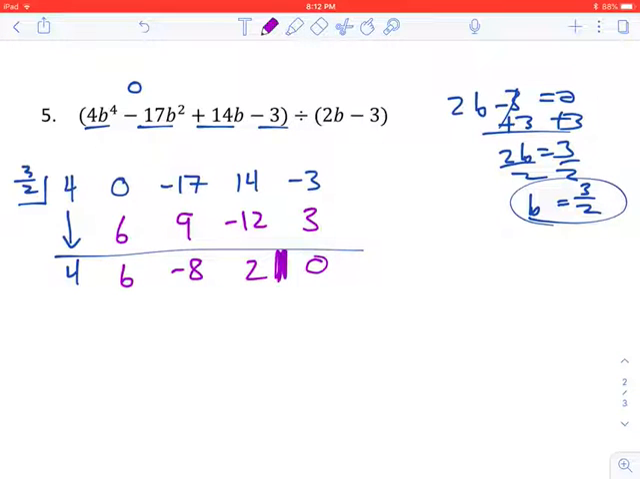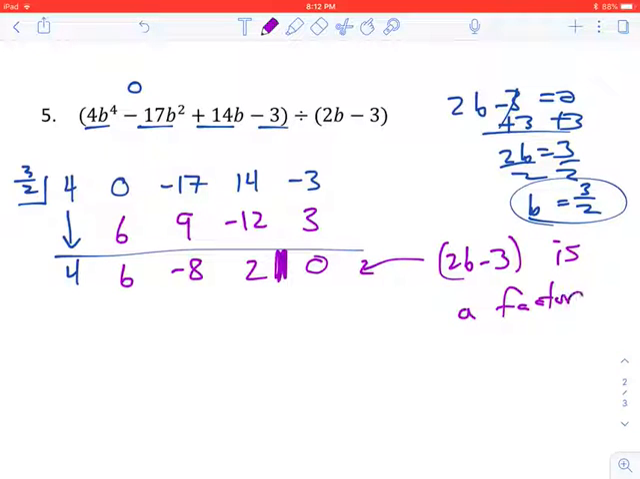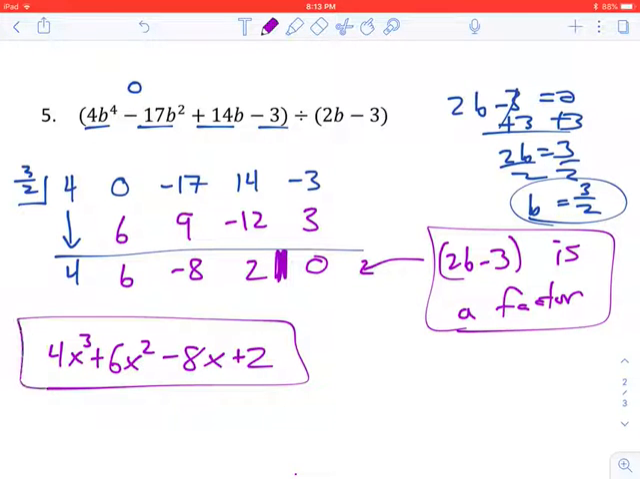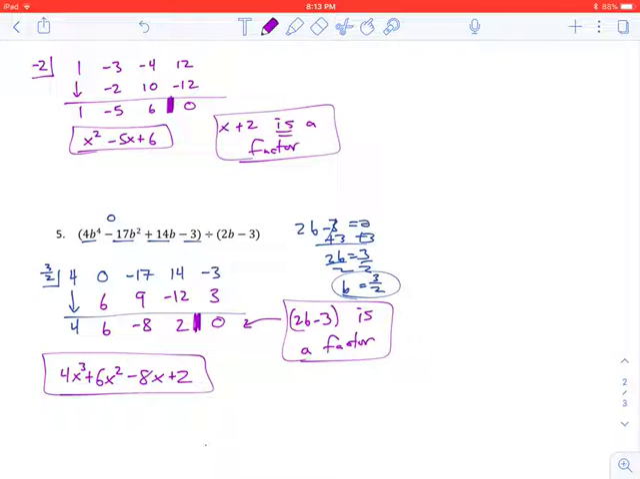No remainder. So that tells us that 2b minus 3 is a factor. Okay. And it tells us our answer is going to be 2, -8x, +6x squared, 4x cubed. And so just make sure you've got pluses and minuses between, and there we go. That's our final answer.